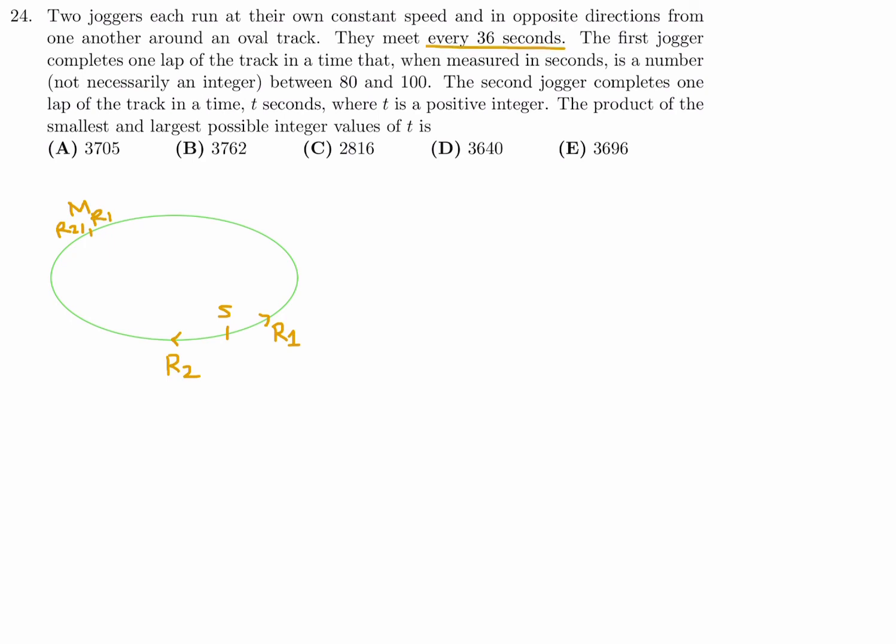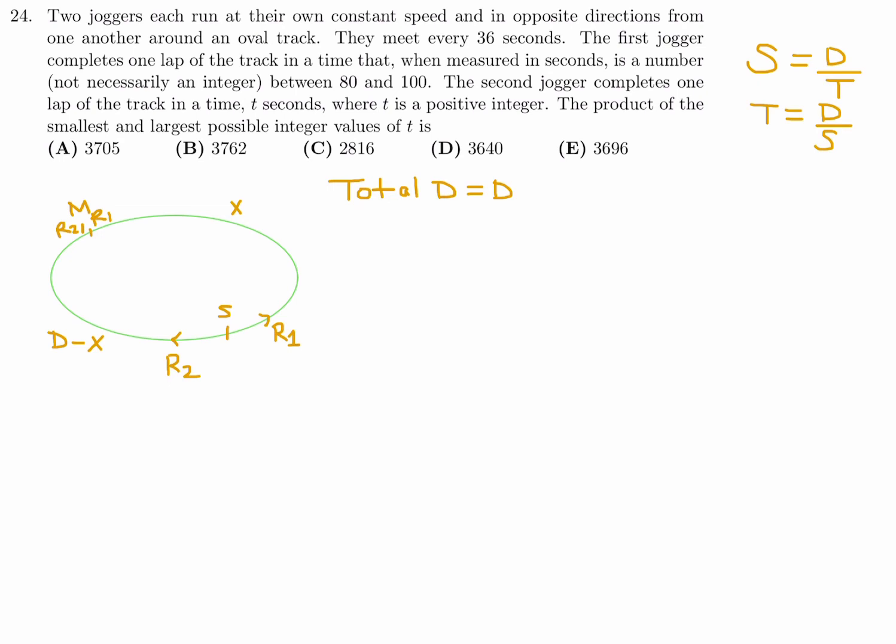Because they meet every 36 seconds. So let's label the distance from there to there. Let's just call it X. And the total distance, I will just call D. Might as well. So that means the distance from here to here is going to be D minus X. So throughout this question, of course, we are using speed is equal to distance over time, or any variations such as distance over speed is equal to time. Okay, so let's figure this out now.